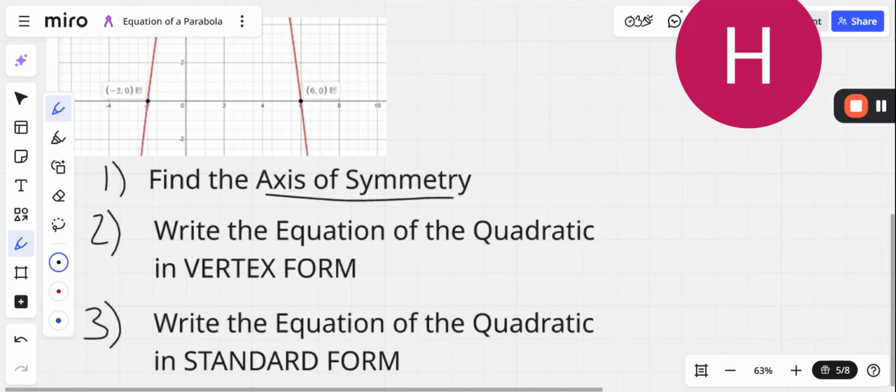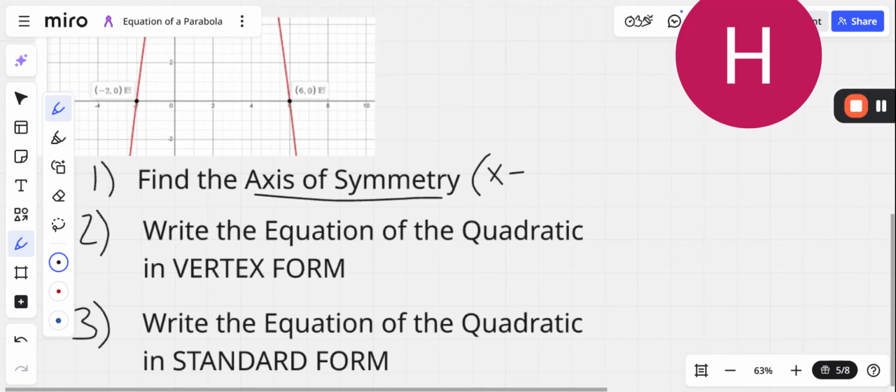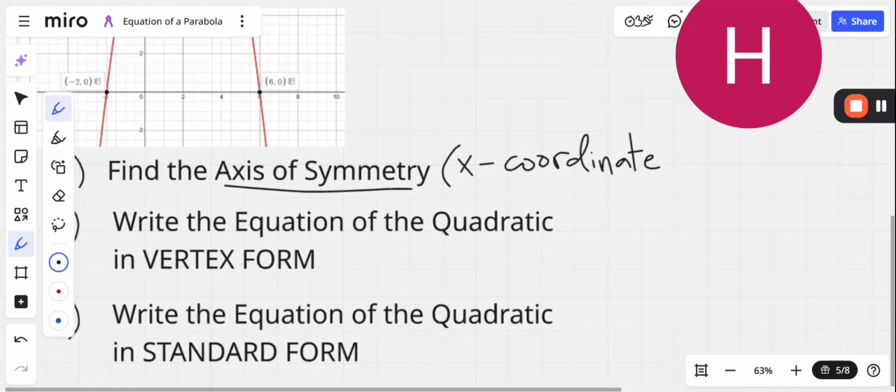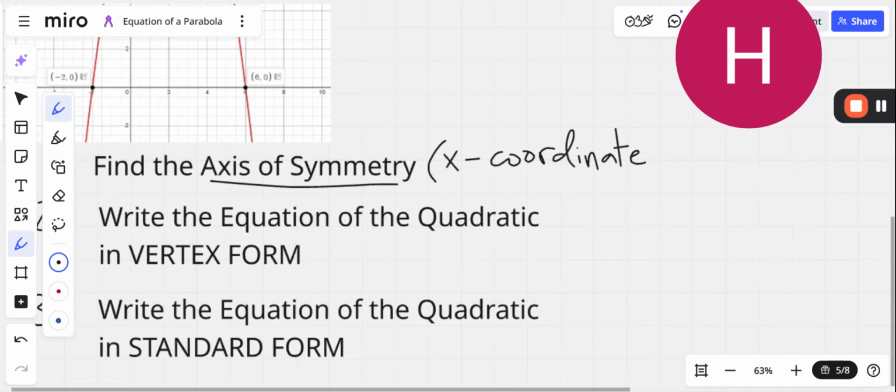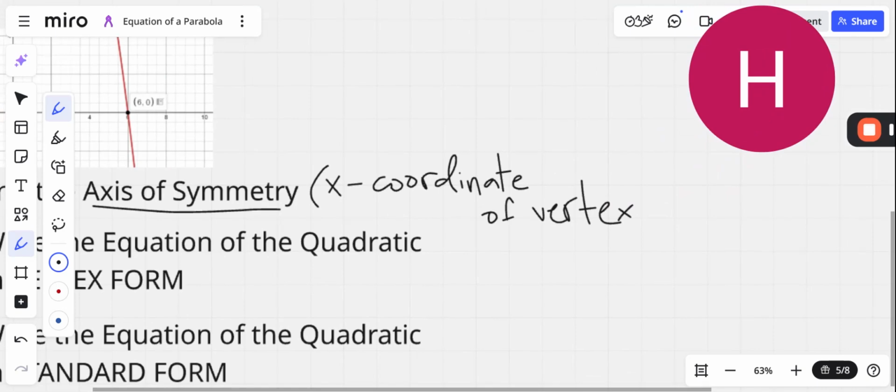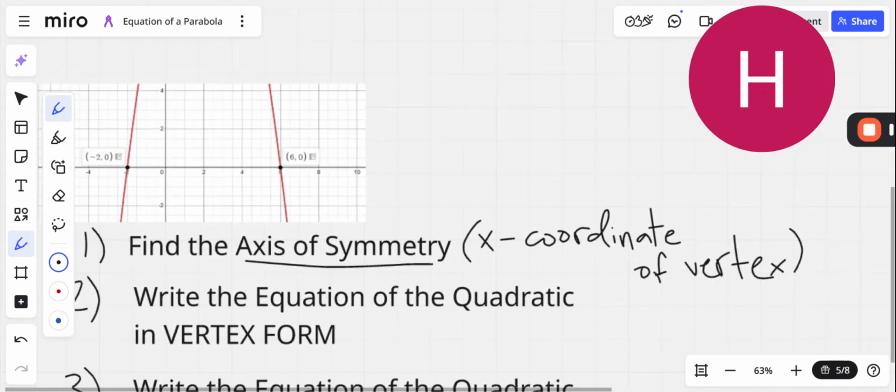Remember that the axis of symmetry is basically just the x-coordinate of the vertex. It's the line of symmetry. Axis is just a fancy word that basically means a line. So the axis of symmetry is going to be the line where the symmetry occurs. And you should know that a parabola is symmetric, right? The graph of a quadratic is always symmetric.